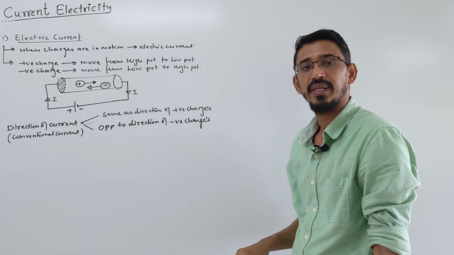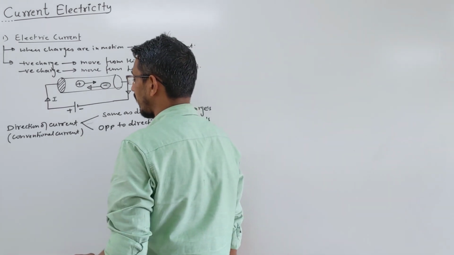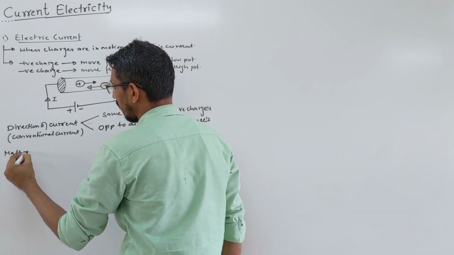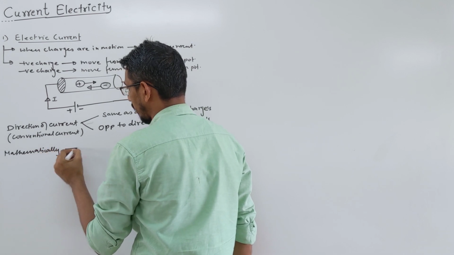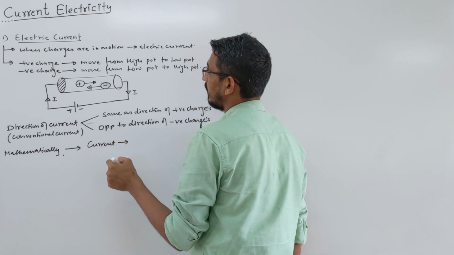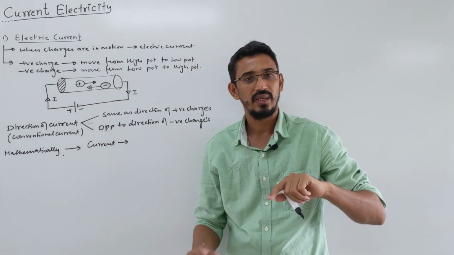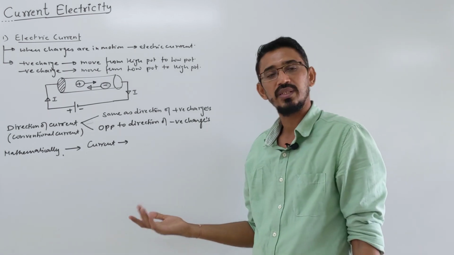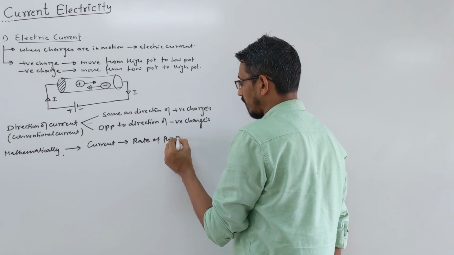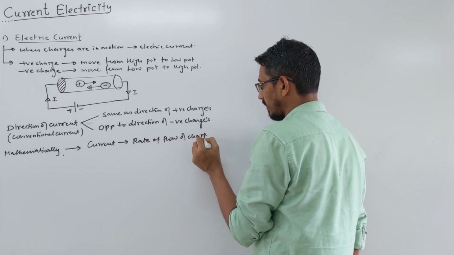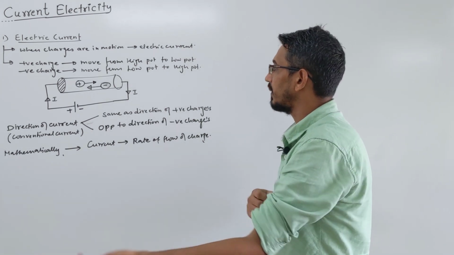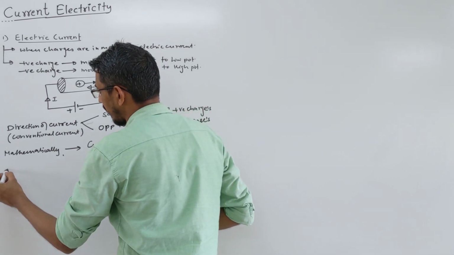Now, how do you define current mathematically? In maths, how do you write it as a formula? Watch carefully. Current is simply, charges are moving, so we say the rate of flow of charge. Rate of flow of charge, that's your current. This rate of flow of charge is called your current.